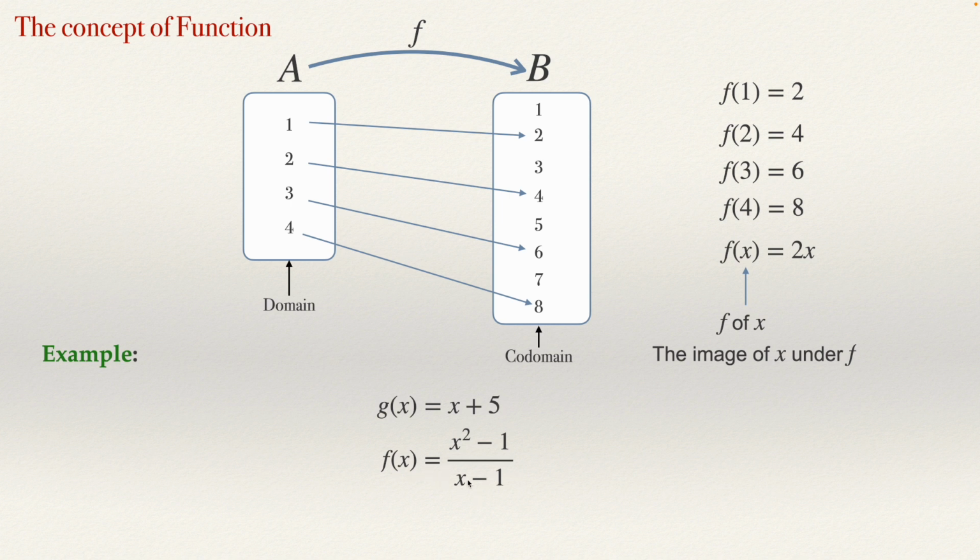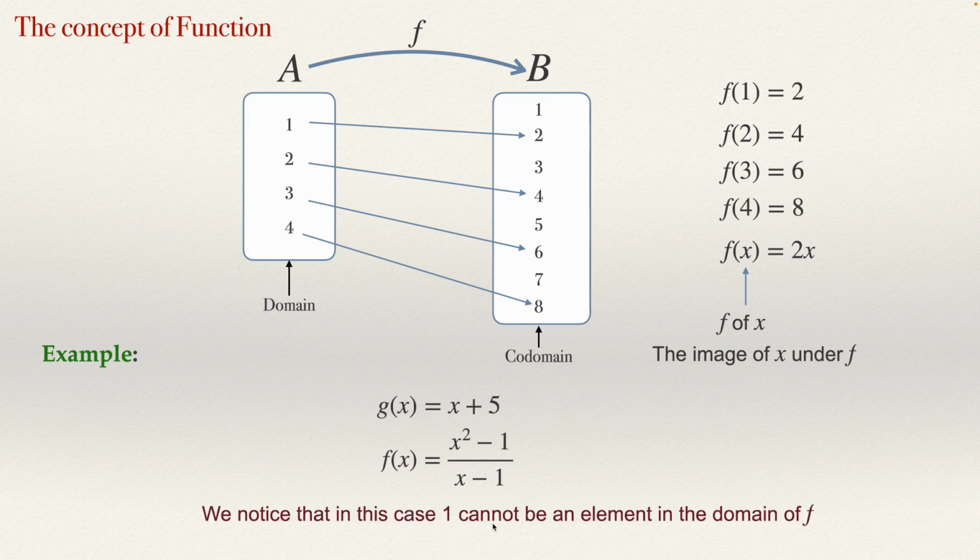We can say that the natural domain of a rule like this is all the real numbers except number 1. So number 1 cannot be part of the domain. So we notice that in this case, 1 cannot be an element in the domain of this function f. And we also notice that 1 will be the only element that is not possible to be part of the domain. We say that the natural domain of this function is the set of the real numbers except 1.